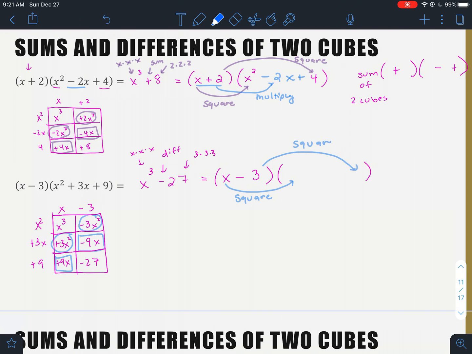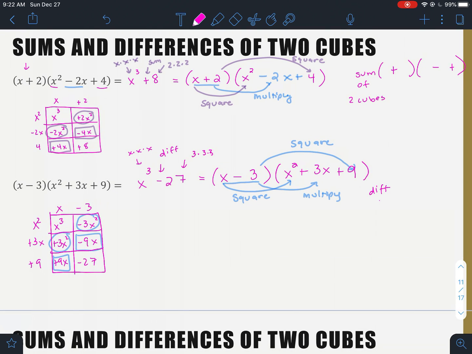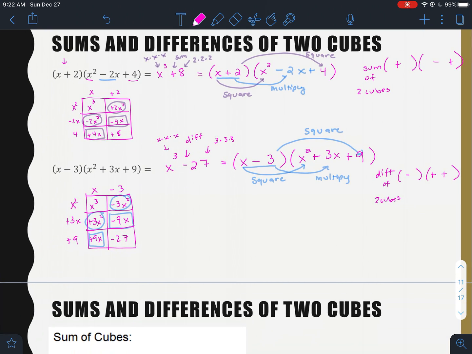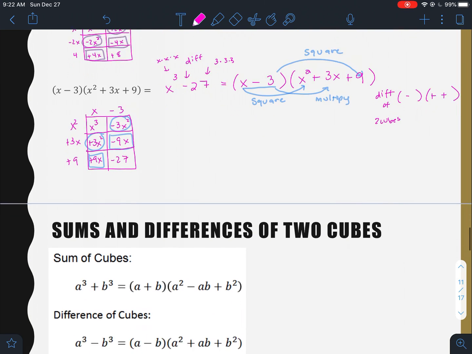We're going to square that first guy, x, to get the first term in the second parentheses. And then we're going to square 3 to get the third term in the next parentheses. So this will be x squared, and this will be 9. And then again, you multiply those two terms, but without the sign. So we're going to multiply. And so 3 times x is 3x. And then your signs are minus, then plus, then plus. So for the difference of 2 cubes, you have a short parentheses and a long parentheses, and the signs are minus, plus, plus.